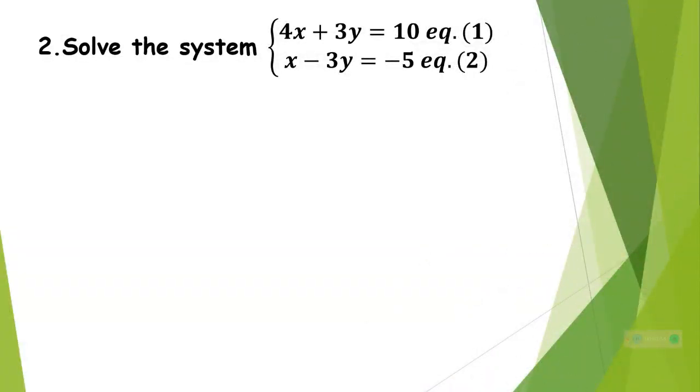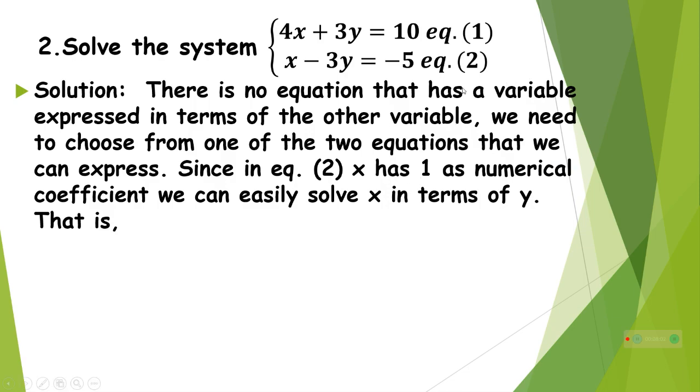The system is 4x plus 3y equals 10 and x minus 3y equals negative 5. Okay? So for our solution, there is no equation that has a variable expressed in terms of the other variable. We need to choose one of the two equations that we can express. So since in equation 2, x has 1 as numerical coefficient, we can easily solve x in terms of y.